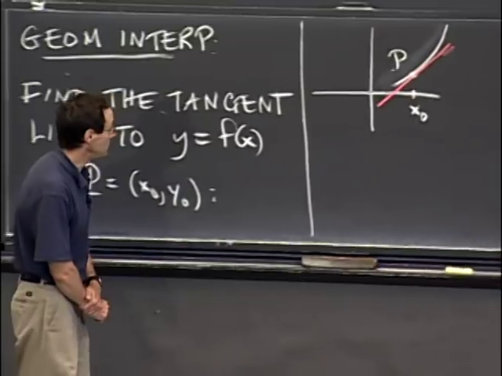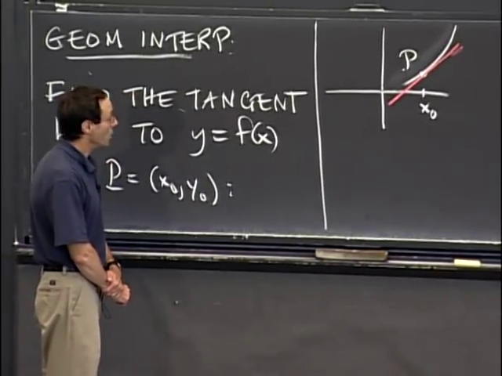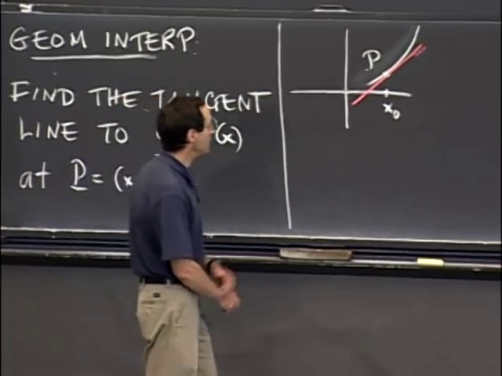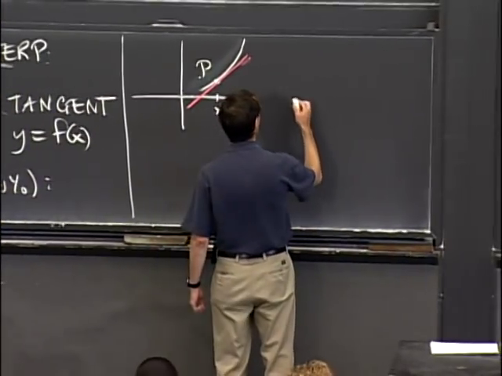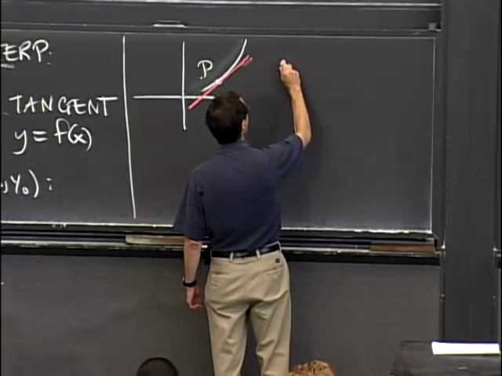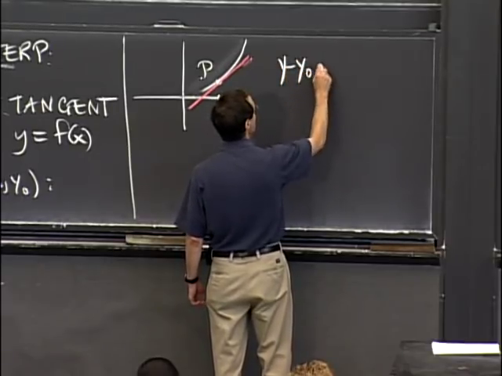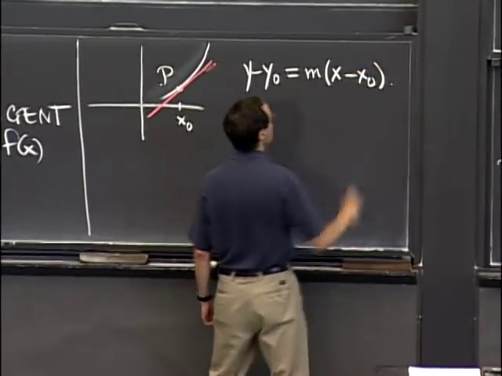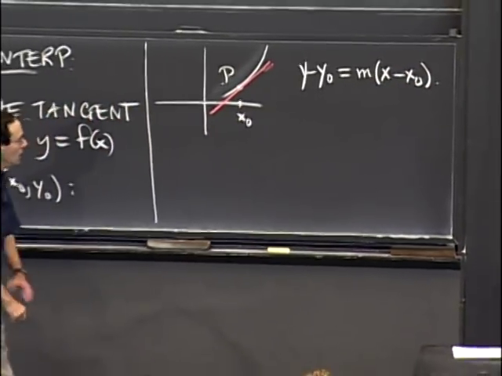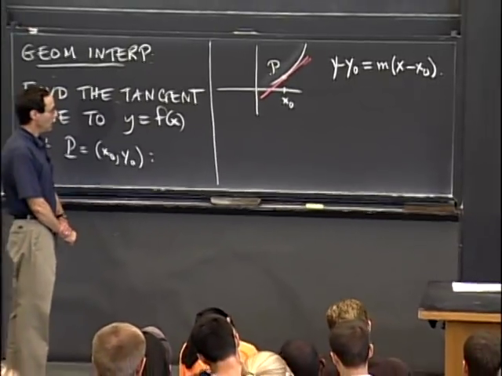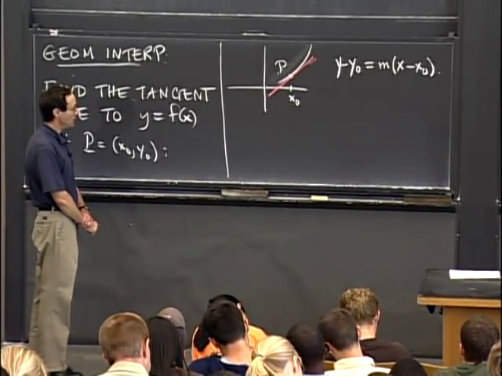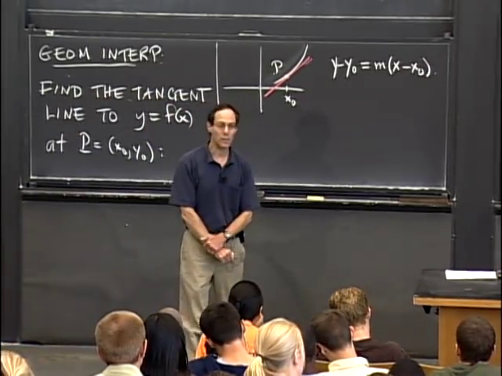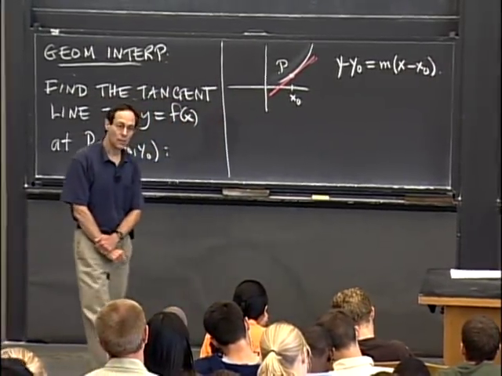So what did we learn in high school about what a tangent line is? Well, a tangent line has an equation. Any line through a point has the equation y minus y0 is equal to m, the slope, times x minus x0. So here's the equation for that line.